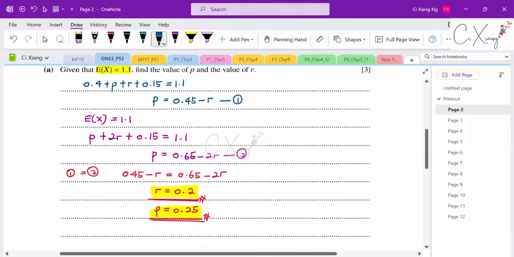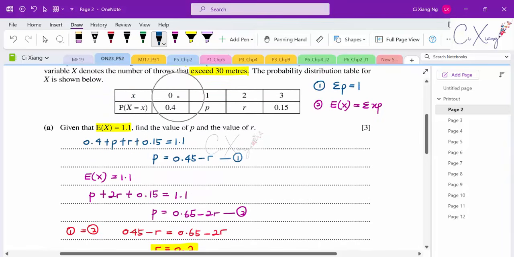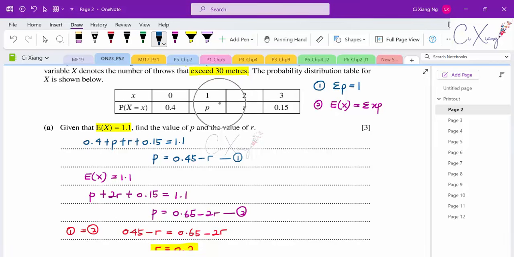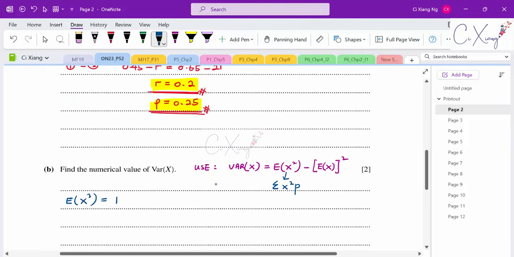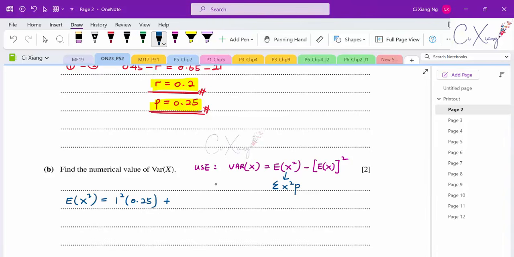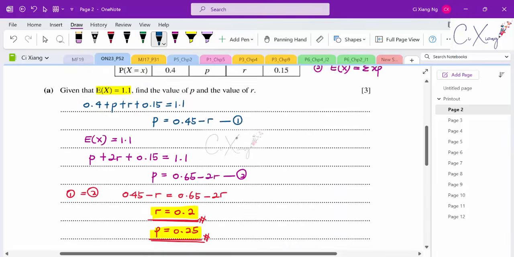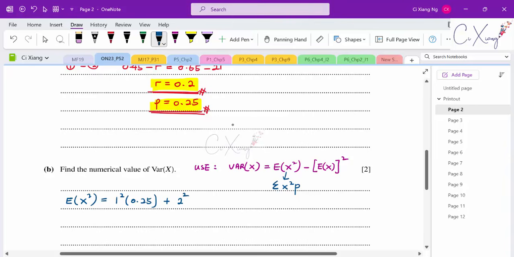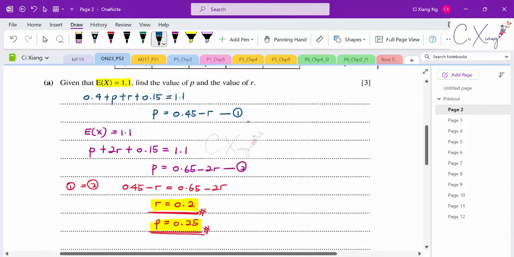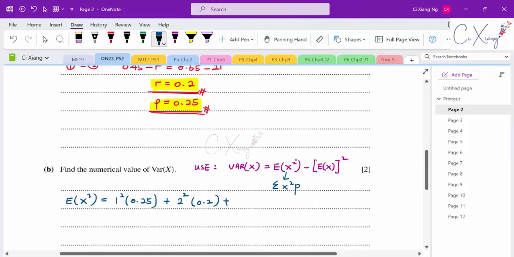Again, I go back to the table here. 0 squared multiplied with anything is still 0, so I didn't write it out. Then 1 squared multiplied with p, and now your p is 0.25, so it should be 1 squared multiplied with 0.25. Then plus, the next value is x equals 2, so you have 2 squared multiplied with the probability r, which equals 0.2. So 2 squared multiplied with 0.2. And after that, the third value will be 3 squared multiplied with 0.15.